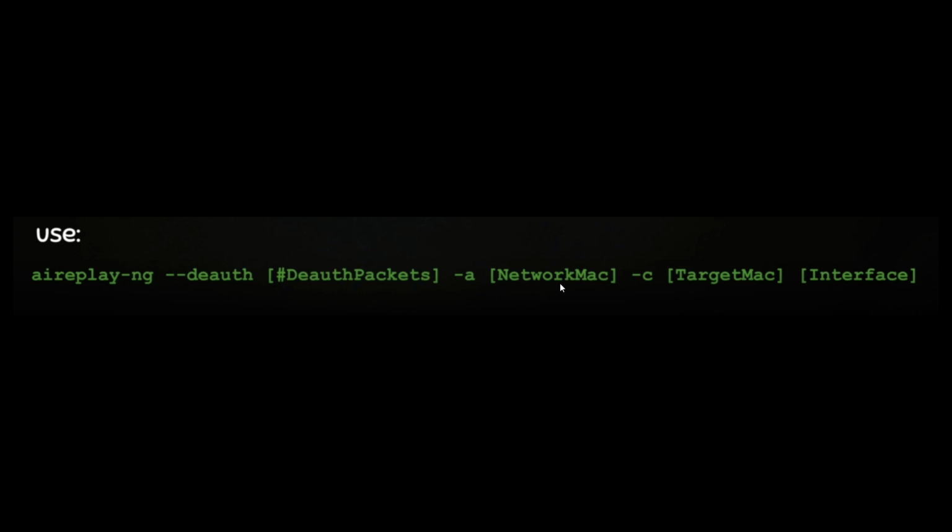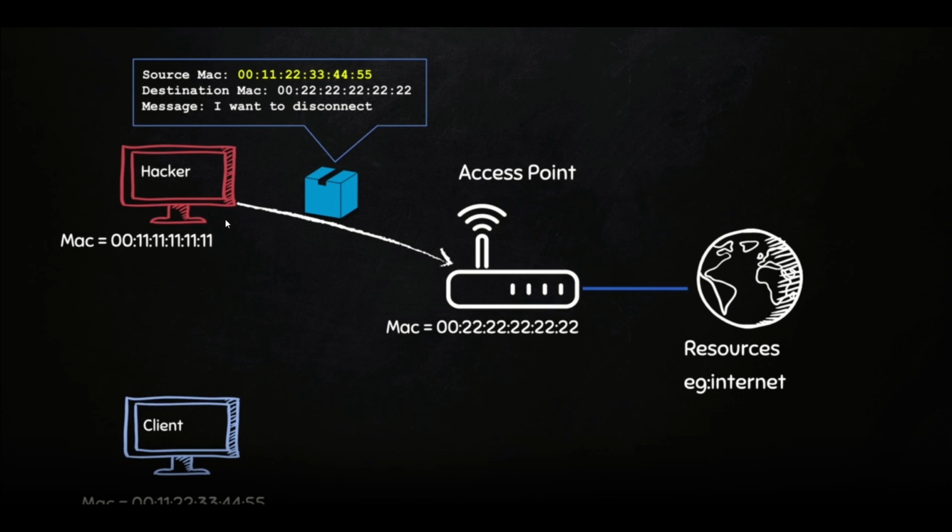We will specify the network MAC and the target MAC. Here I have to type in the hotspot name, and here the device name which is connected to that hotspot. And here you use our Wi-Fi card's MAC address, our Wi-Fi card's name basically. Anyway, let me show you one more time.